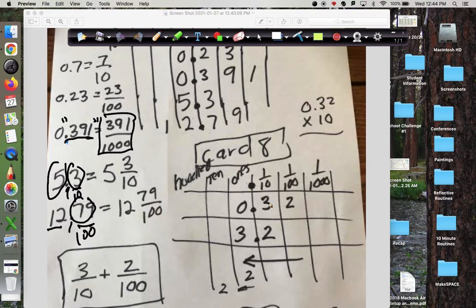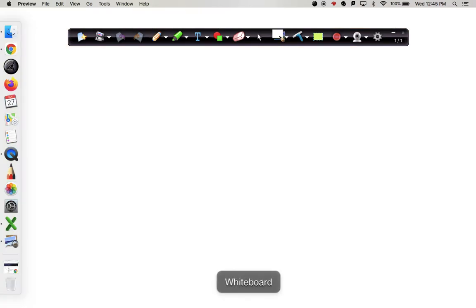We did talk about the reason that this is here is that 32 hundredths is the same as 3/10 and 2 hundredths, and to add those together we would change this to 30 hundredths. We'd multiply by 10 and multiply that by 10, so then that would be 30 hundredths plus 2 hundredths would be 32 hundredths.